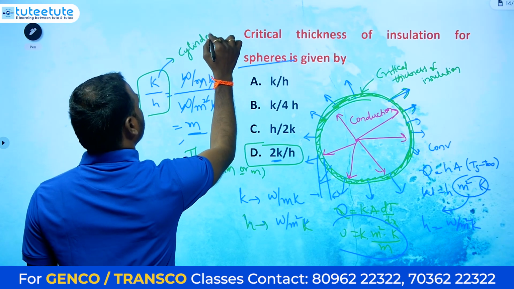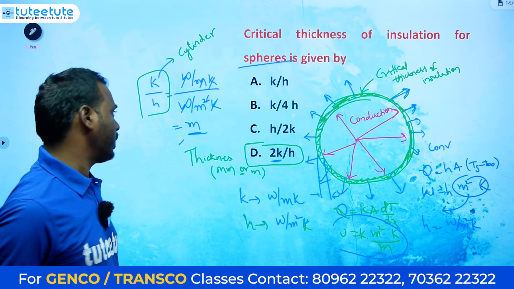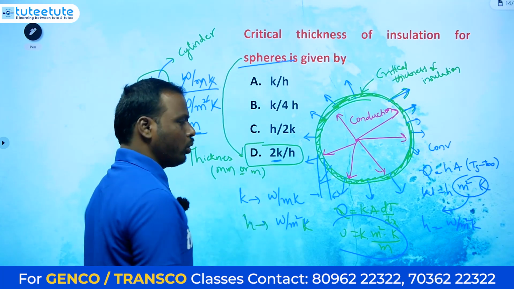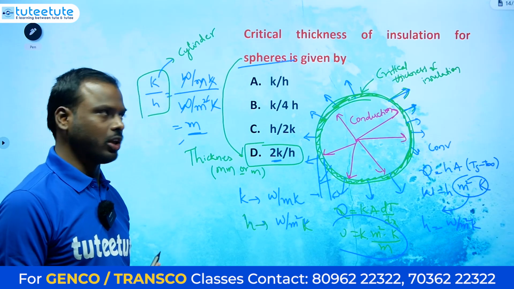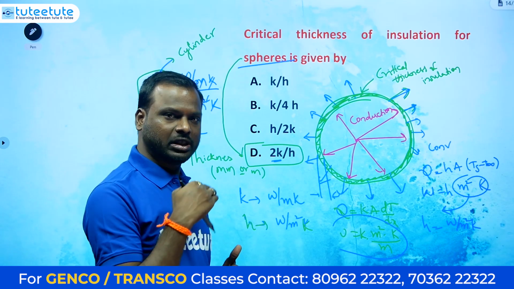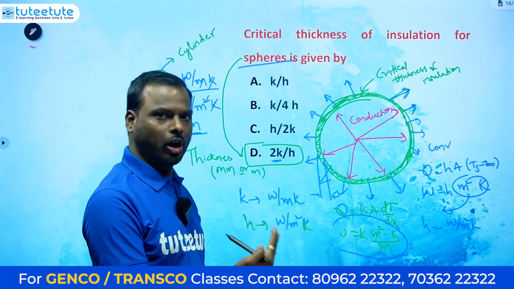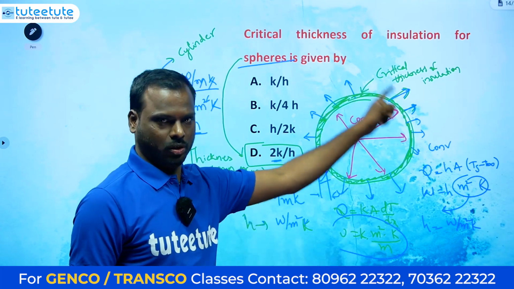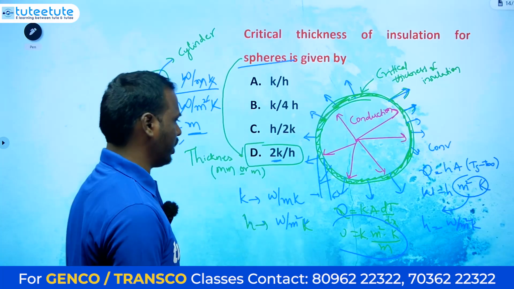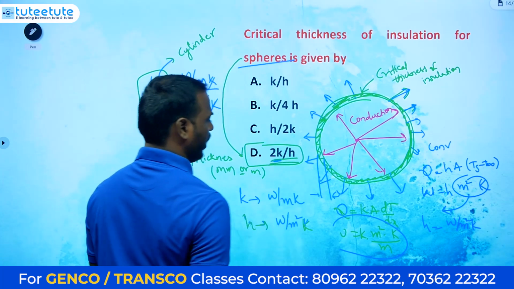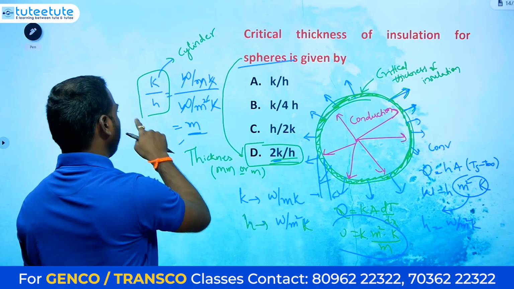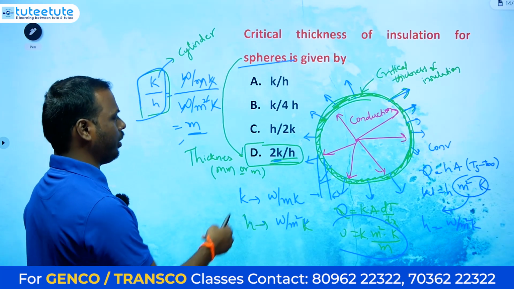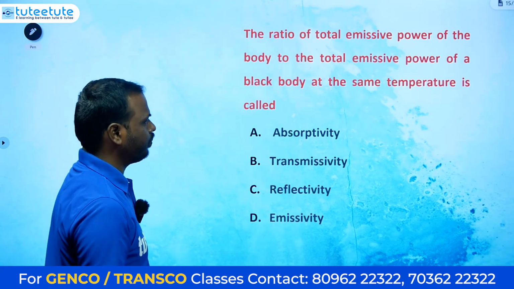For cylinder, the critical thickness of insulation is K by H, whereas for spheres it will be 2K by H. What is critical thickness of insulation? In order to resist or stop the heat transfer, we are going to keep some insulation. That insulation is nothing but the critical thickness of insulation, which is K by H for the cylinder and 2K by H for the spheres.